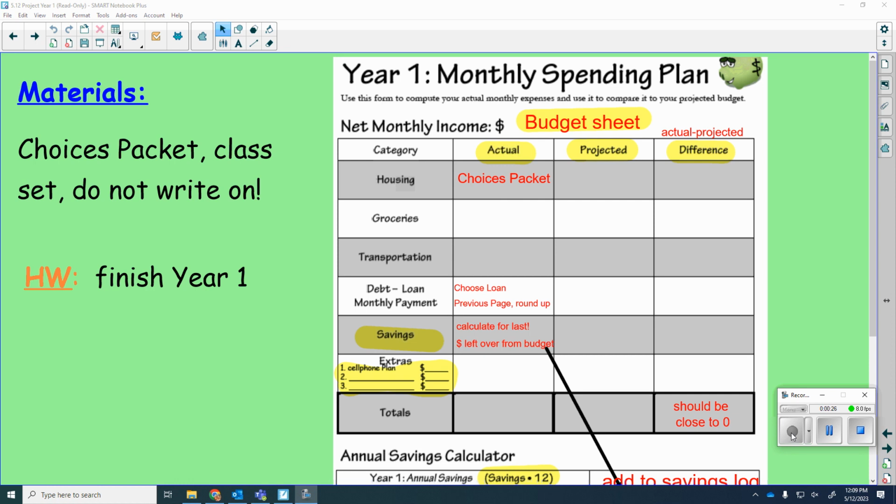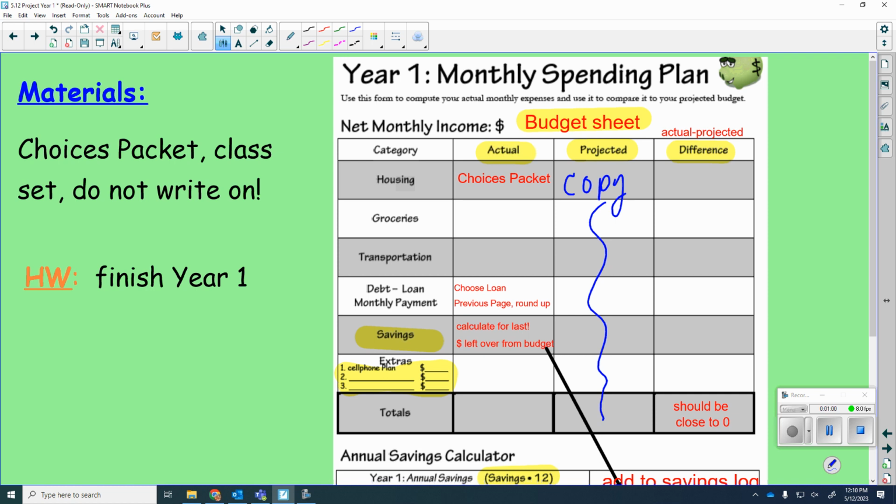All right. Use this form to compute your actual monthly expenses and use it to compare to your projected. So guys, the projected, you're just going to copy this middle column from what? From the budget that you already had, right? So you're going to just copy that over. Your net monthly income, where's that coming from? Budget sheet. Also the budget sheet, okay?